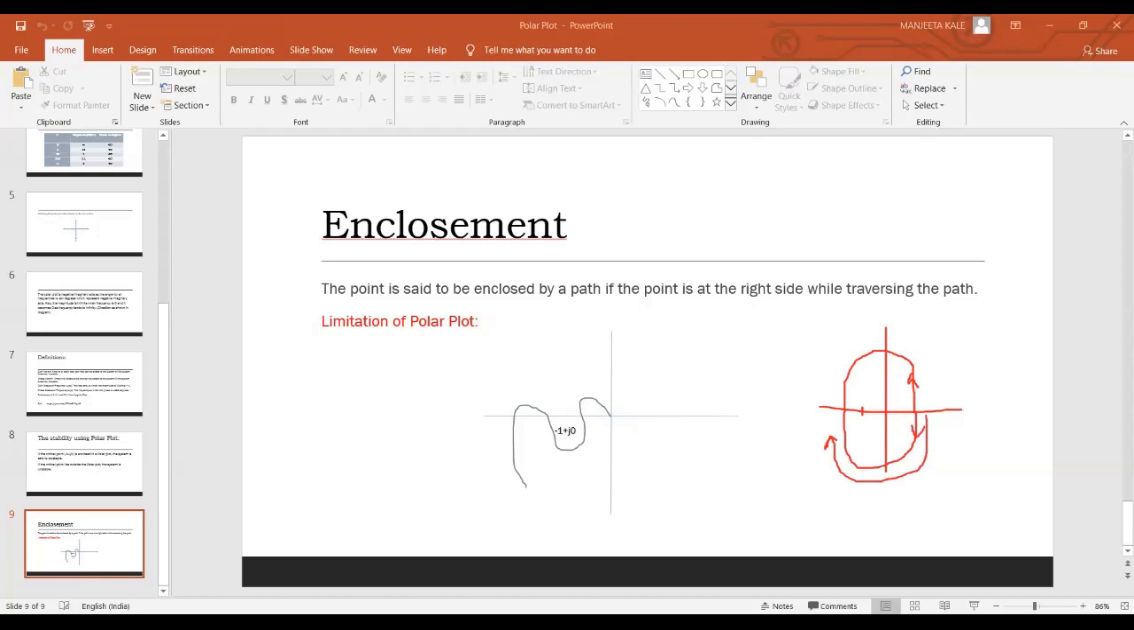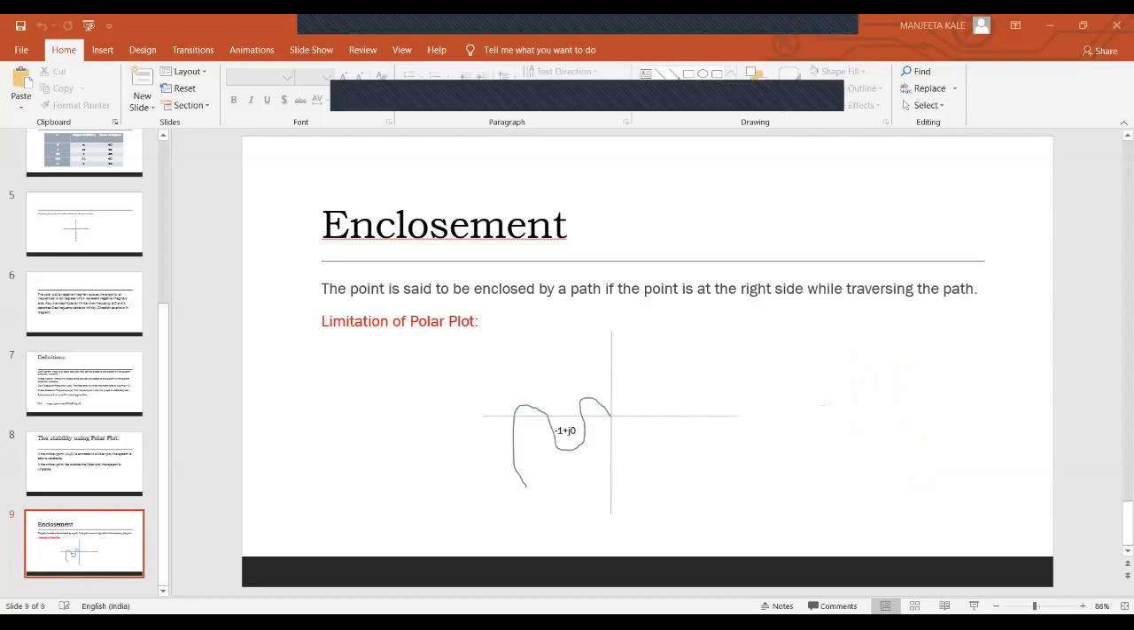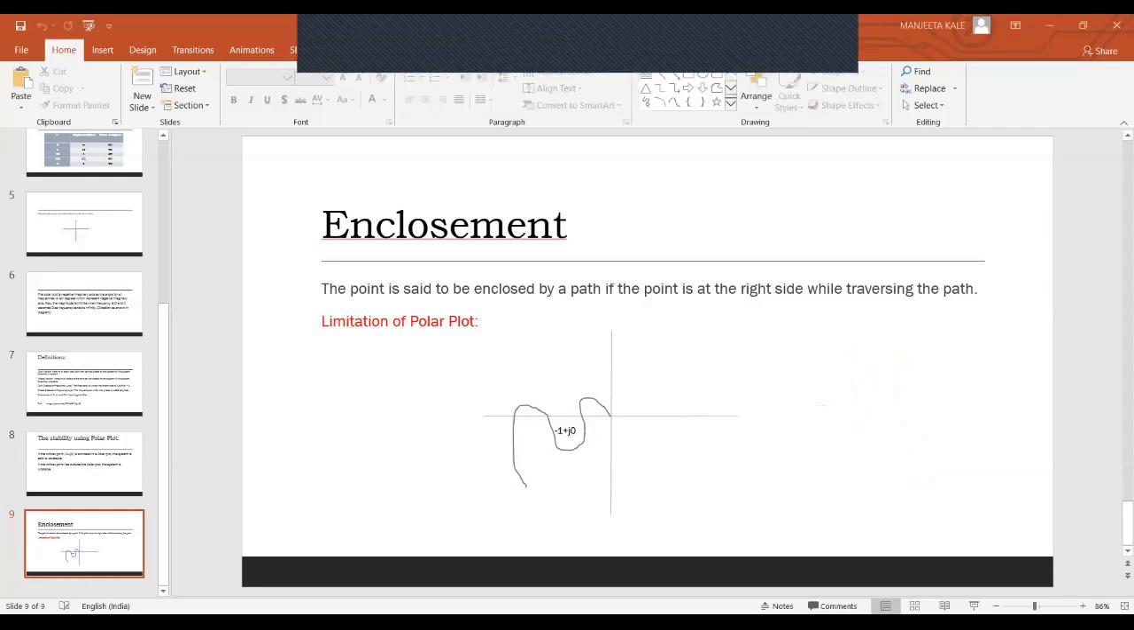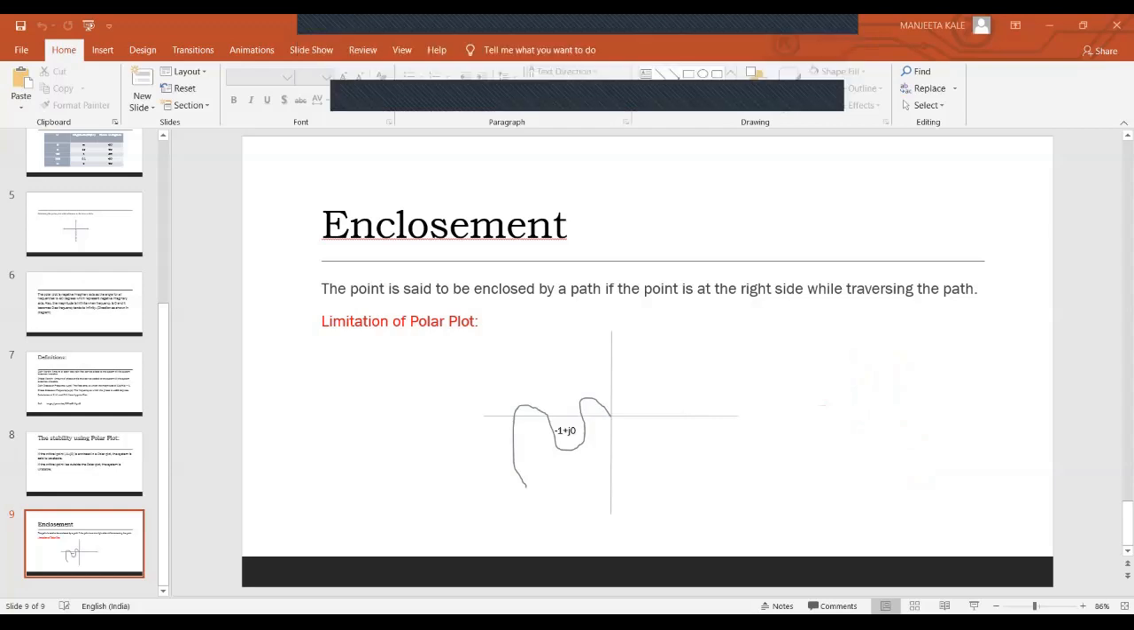Now here comes the last point of this session: the limitation of the polar plot, and why we need to move to the Nyquist plot. So this is an example which is given. Now take a look at the example. I have marked a critical point. Suppose this is the critical point, -1 plus j0.